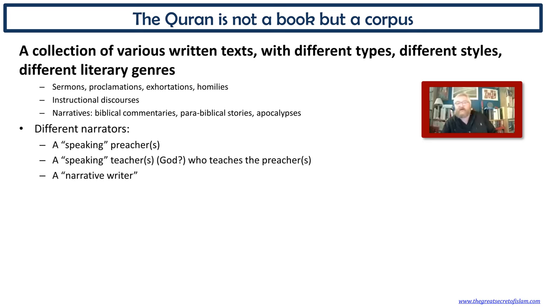We also see in the Quran that we have different narrators. Sometimes we have a preacher who is speaking and who is preaching, but we don't know whether there is a unique preacher or several preachers. We also have a sort of teacher who speaks in the Quran. So of course, from the standard Islamic point of view, the teacher is God himself. He says to the preacher, say this, do this. He sort of teaches the preacher, but actually we don't know whether it is God who speaks.